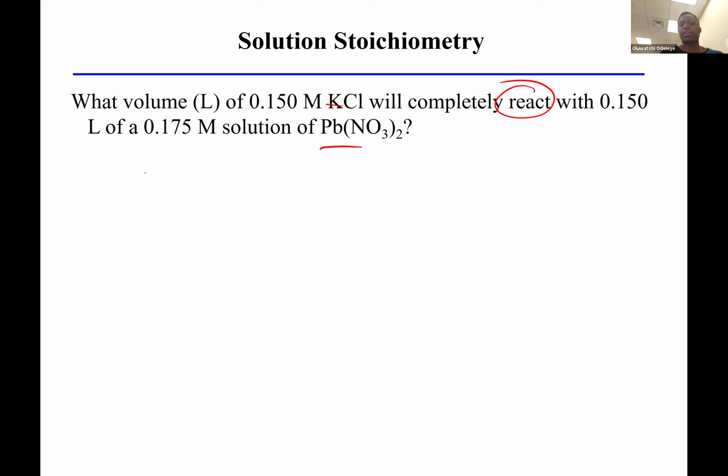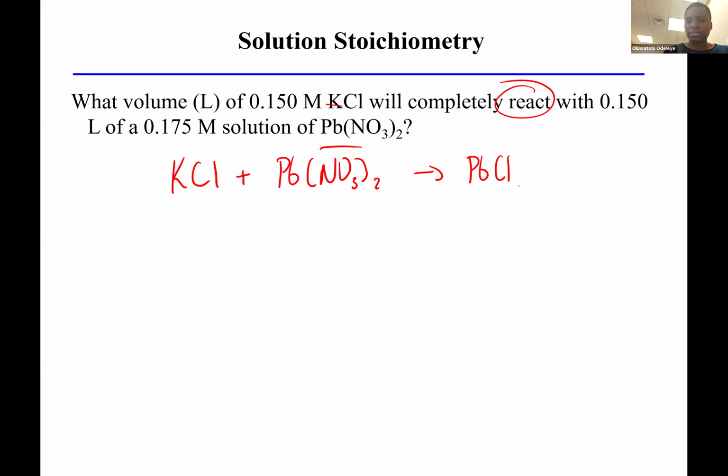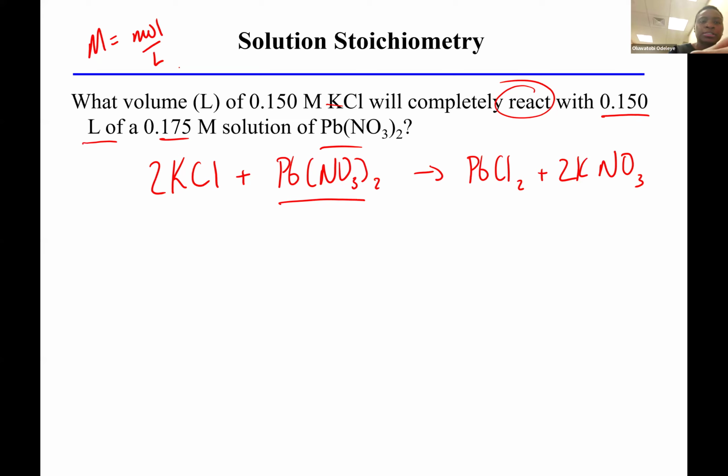So the first thing you want to do here is write out your balanced equation. KCl is combining with lead 2 nitrate to give lead chloride and potassium nitrate, with coefficients 2, 1, 1, 2. Okay, all right. And so here's how I think through this. I have the volume and concentration of lead 2 nitrate. I can figure out the moles because big M equals moles per liter. And so to rearrange this, moles equals molarity times liters.